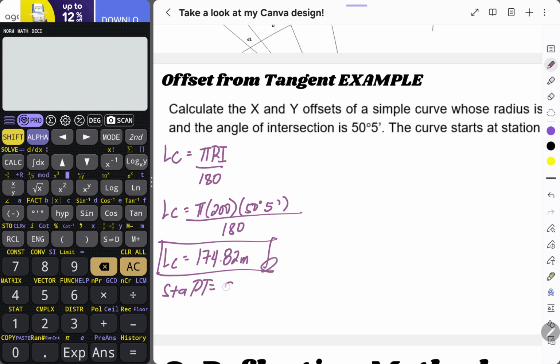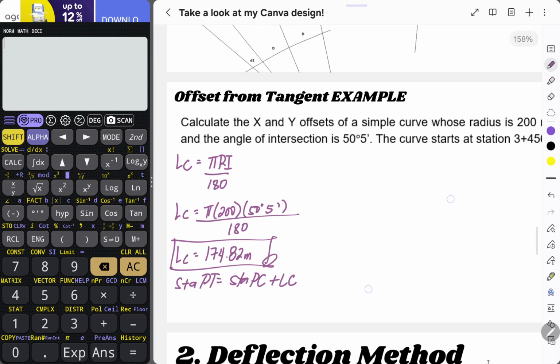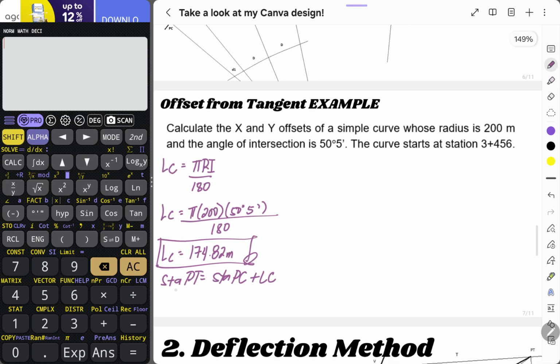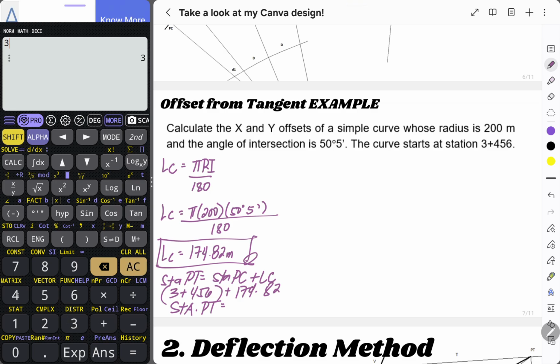So, station PT equal siya kay station ni PC plus ni LC natin. So, ano ulit yung station PC natin? So, 3 plus 456 plus 174.82. Our station PT is equal po siya sa, so, 3 plus 456 plus 174.82. So, 3 plus 630.82. So, meron na tayong last station.